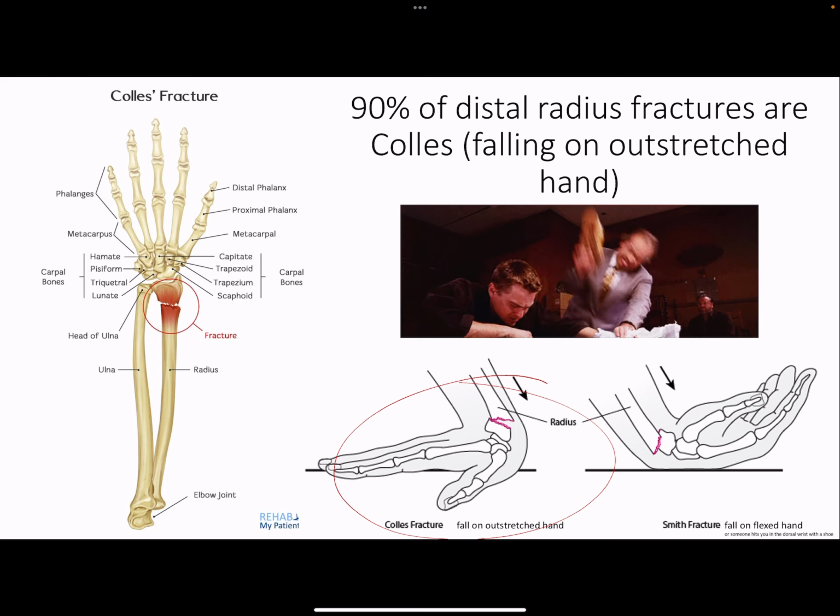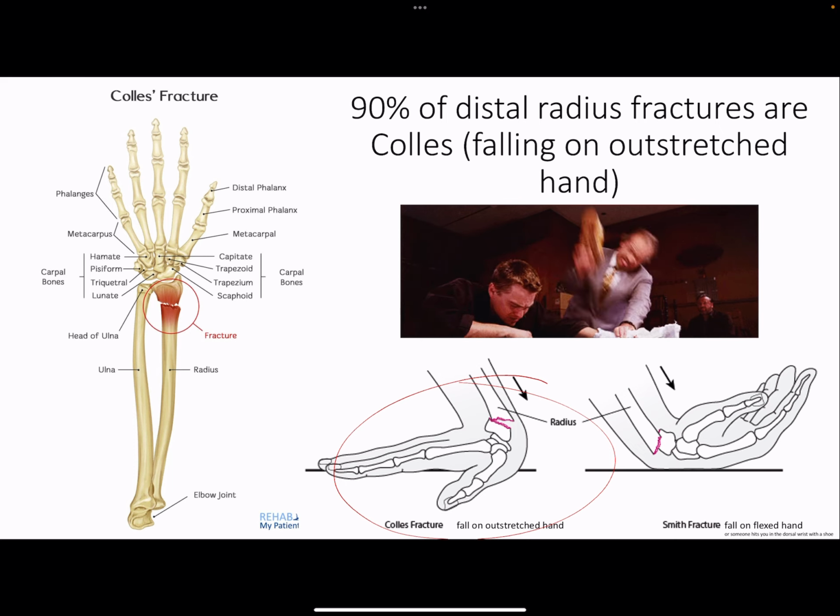That would be a Smith fracture. I don't know how relevant this is. In jiu-jitsu, apparently, this is a better way to submit your opponent. I guess there's more nerves, or it's more painful to flex someone's hand like that than like that. But in a realistic scenario, this is the more likely scenario if you're going to have a distal fracture of the radius, the Colles fracture.